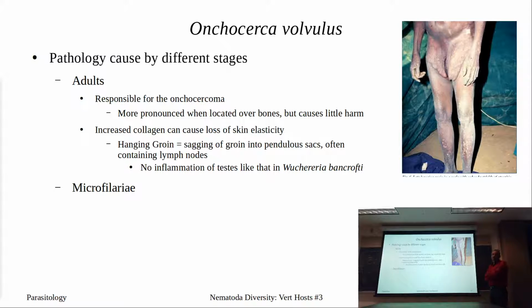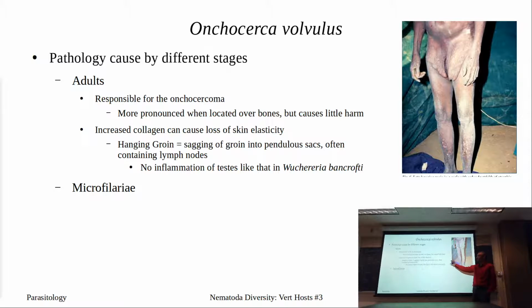But because you're getting this increase in collagen, skin is going to lose its elasticity. So when that happens, you can get something called hanging groin, which is a sagging of the groin into pendulous sacs, often containing the lymph node. If you can imagine, the onchocercoma is going to be down maybe at the waist. You've had an increase in collagen fibers. You've lost elasticity. Any fluid that gets in there is going to gradually stretch the skin.